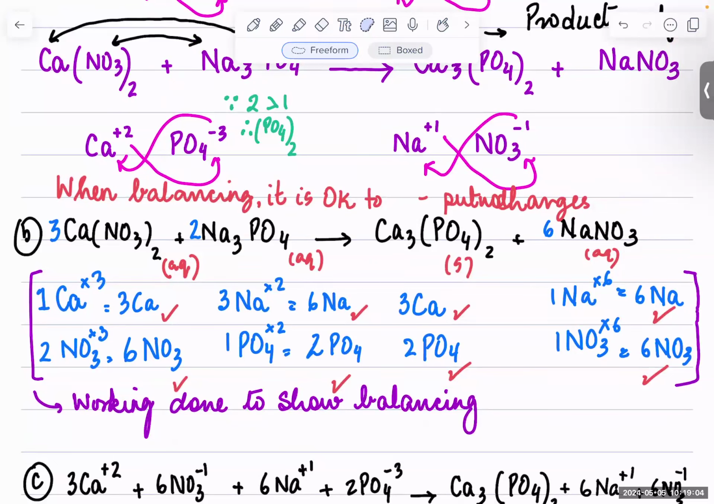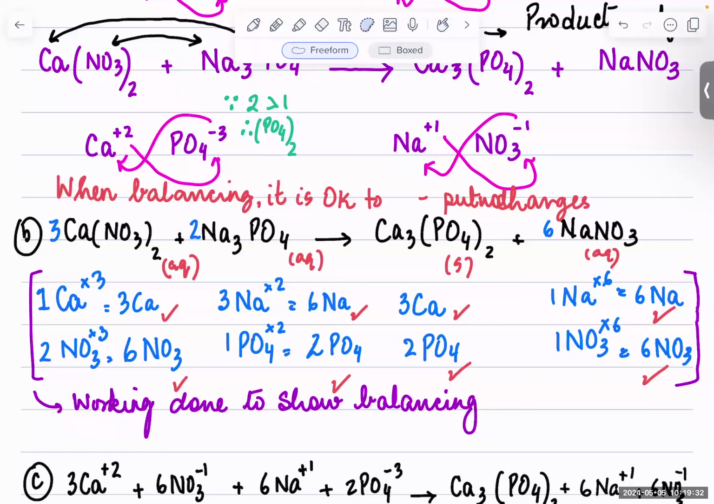Now, here's the thing with the balancing. When you're balancing, it is okay not to put charges, because the problem with that is sometimes students get so much confused or engrossed in just the charges that they start making mistakes. So best is just forget the charges, just keep it at the atomic level. So calcium, there is only one calcium initially, right? There are 3 sodiums initially. There are 2 nitrates. Keep the polyatomic ions together. So there are 2 nitrates initially, okay?